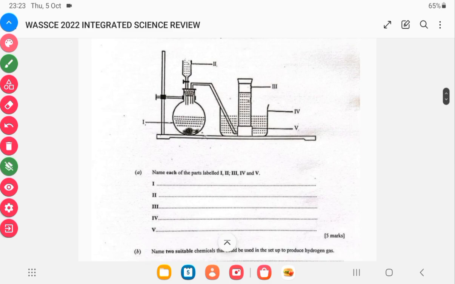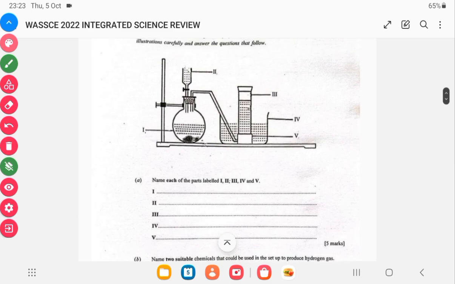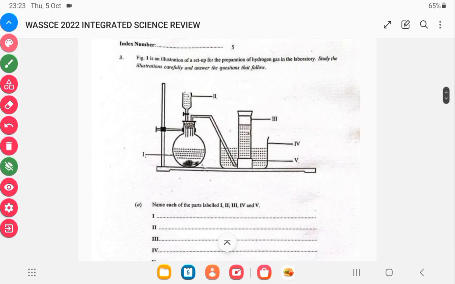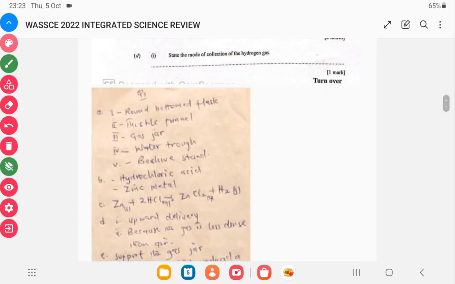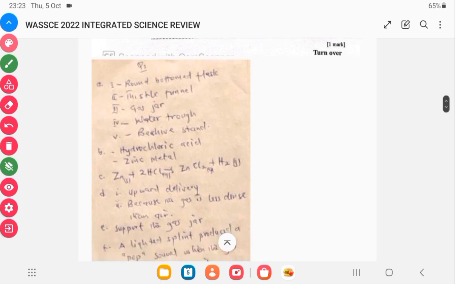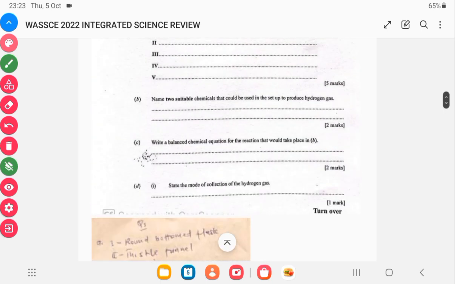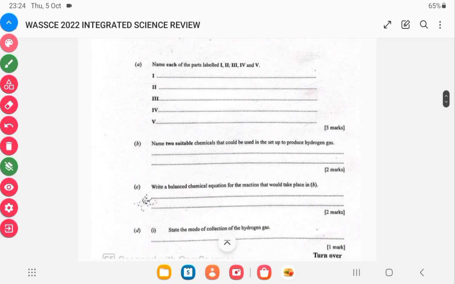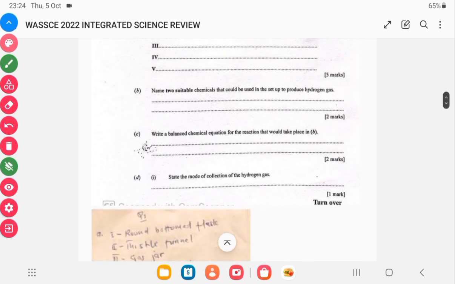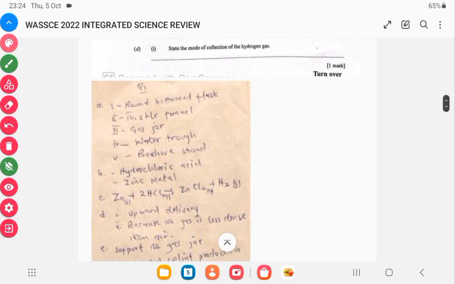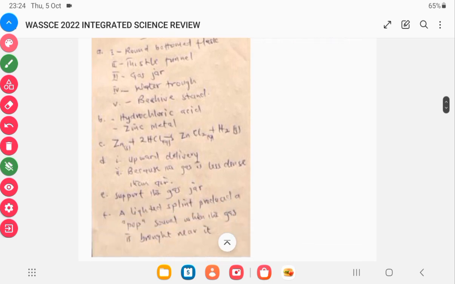And you also went on to a question on preparation of hydrogen gas. You were asked to label the parts. Your first is your round bottom flask, your second is your thistle funnel, your third is your gas jar, the fourth is the water trough, and the fifth is the beehive shelf. So you went on to be asked what are the suitable chemicals needed, and from the solution you have here, zinc metal and then HCl.